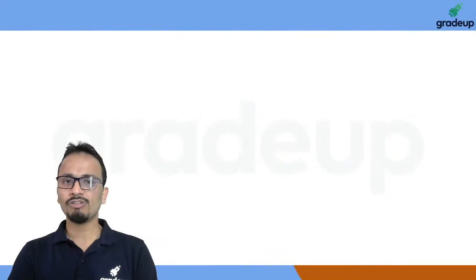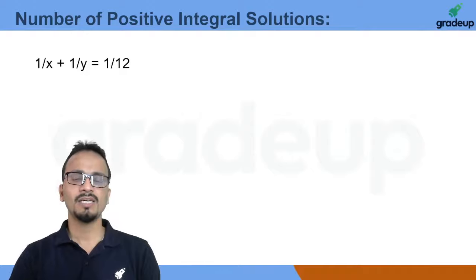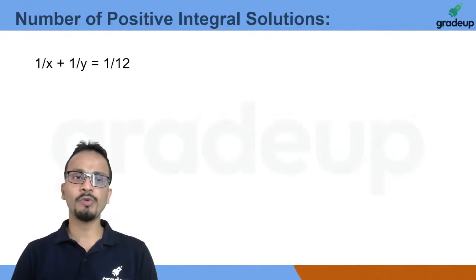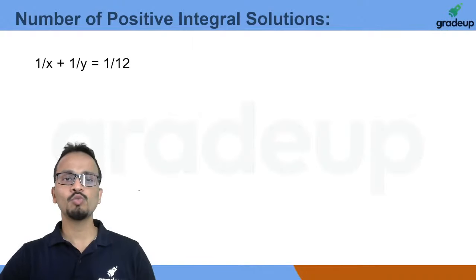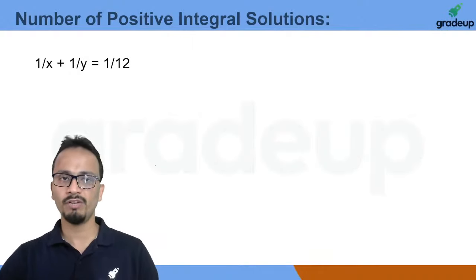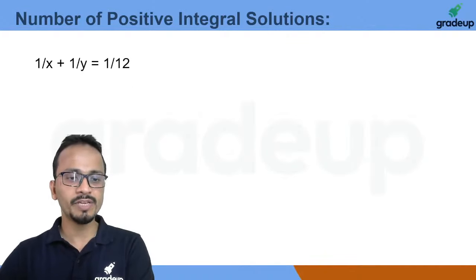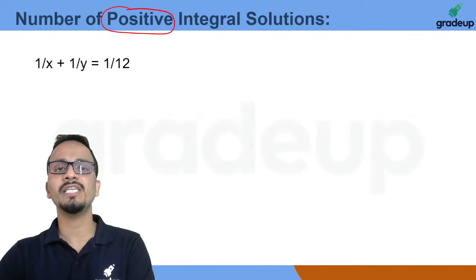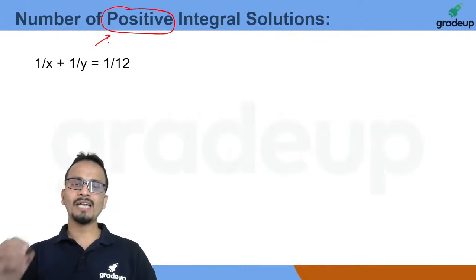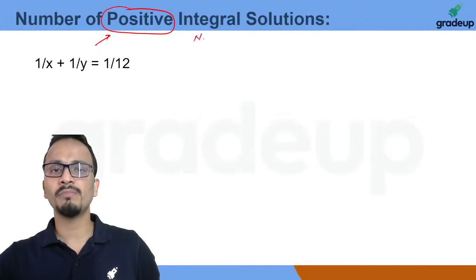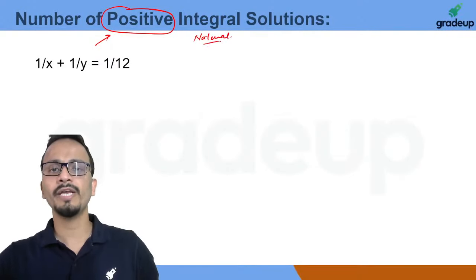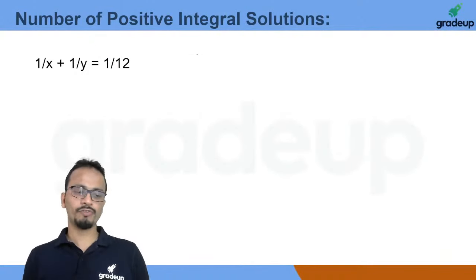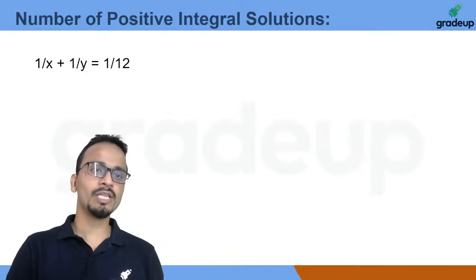Now this is the most important part, the other form of equation. We still have two variables, but the equation is 1 upon x plus 1 upon y equals 1 upon 12. And in this case, specifically, we are looking to find the number of positive integral solutions. That means the number of natural number solutions. So I cannot directly find the number of natural number solutions.